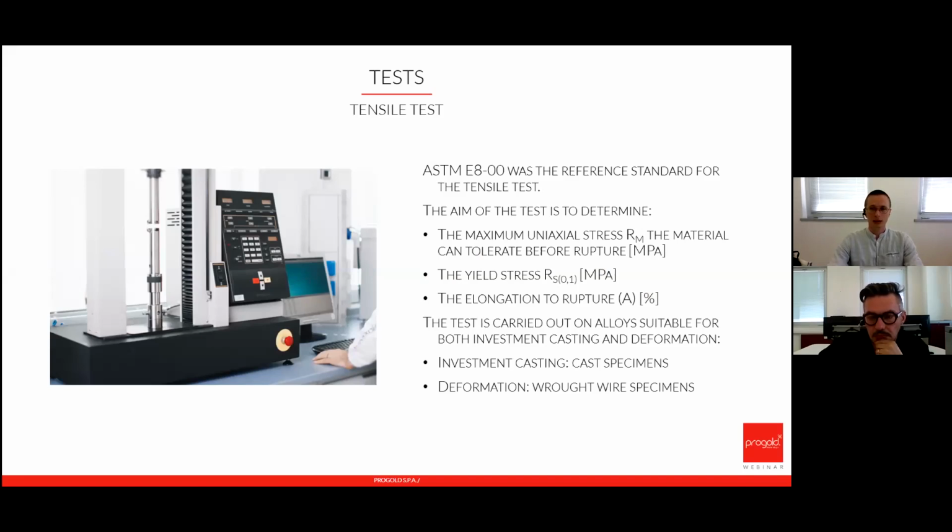For casting alloys, we cast a flask with the specimen already ready for the tensile test. Instead, for wrought alloys, we cast a square ingot and then we roll it in order to get a wire, and we perform the tensile test on that wire.